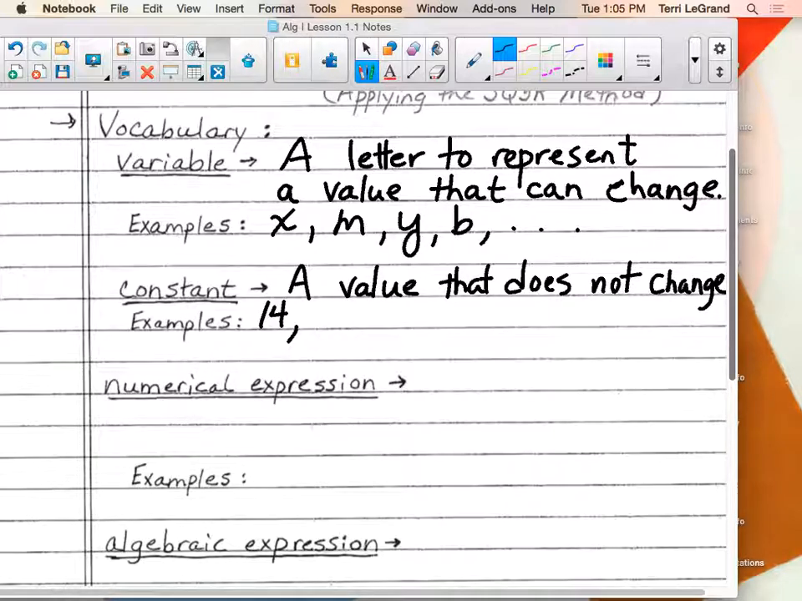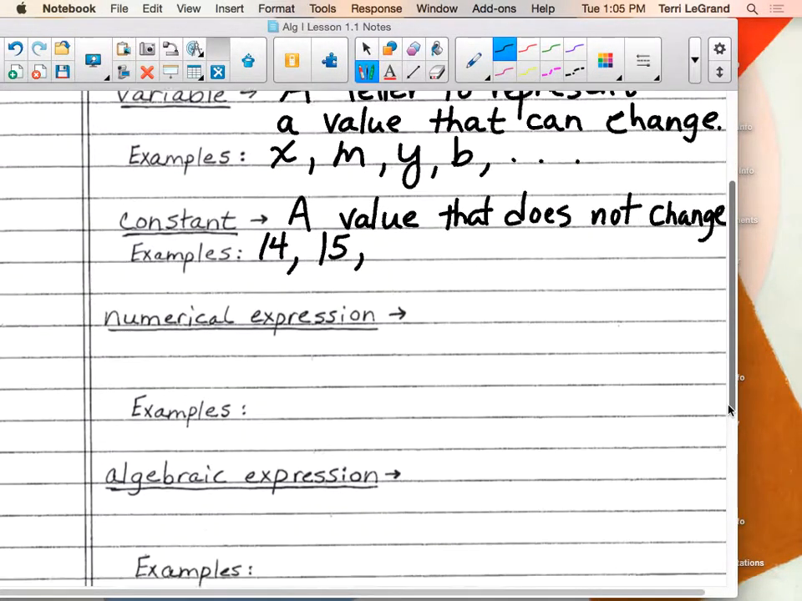Give me another constant. Dylan? 15. 15, okay. Dylan must be 50. He wants 15, okay?